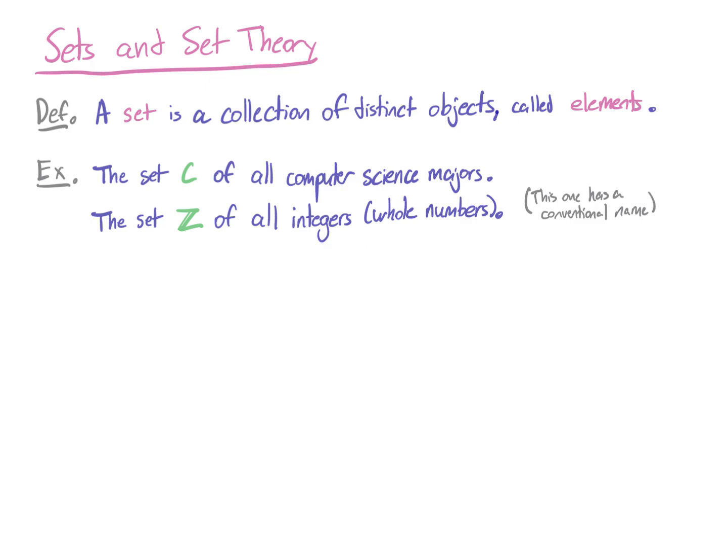Here's another one. The set Z of all integers. So this one is a math set. This is the set Z of all integers. So numbers like -3 and 7 and 0 are all in this set. Whereas I gave the set of computer science majors an arbitrary name that I made up off the top of my head, the set Z is one of several special named sets. We always write it with a Z all the time to denote the set of integers.